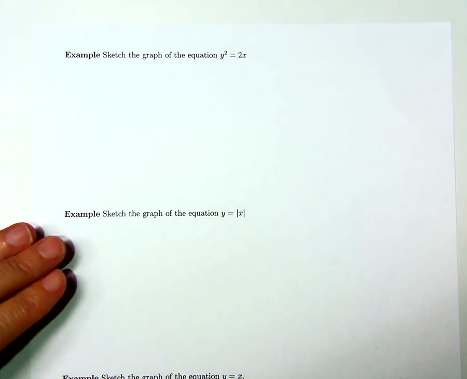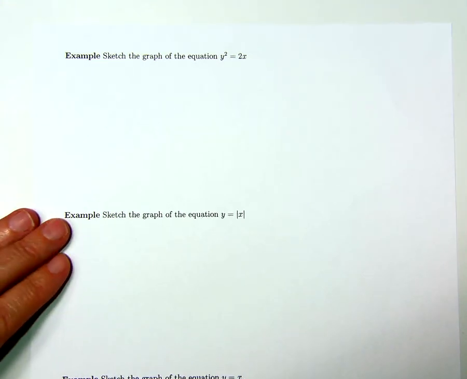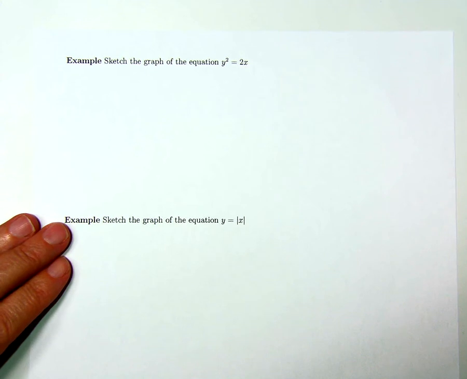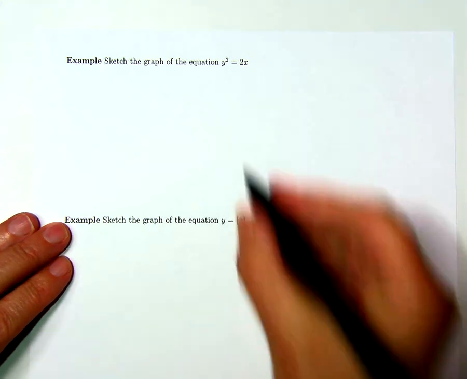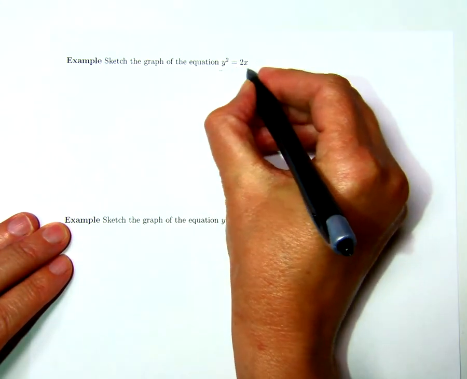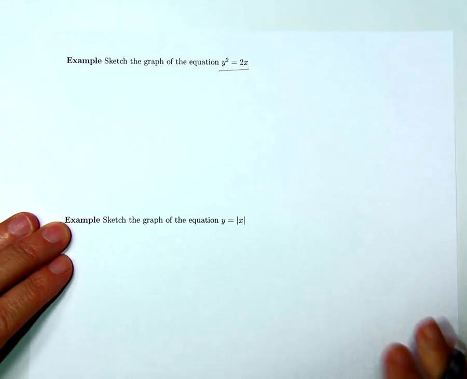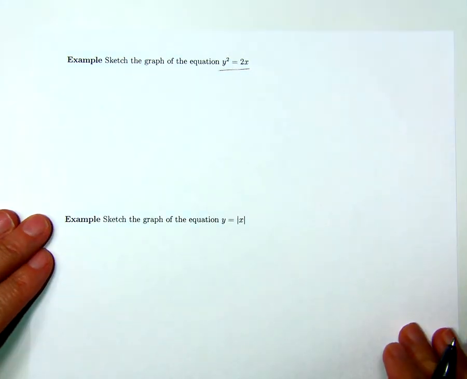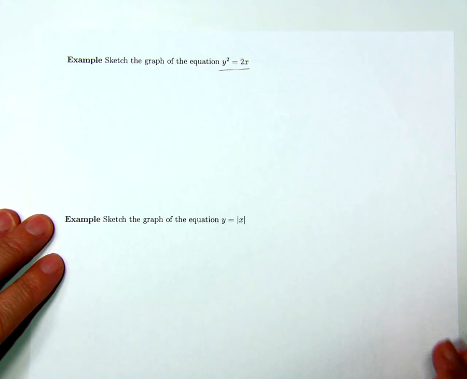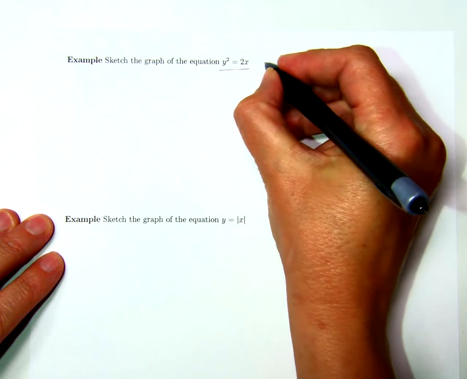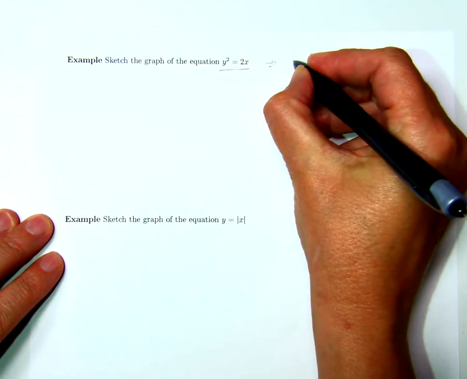We're going to work through a few examples of graphing using our connect the dots method. And so let's start with this first equation, y squared equals 2x. Of course, you should try to graph all of these three examples and then look at the solutions when you're done.